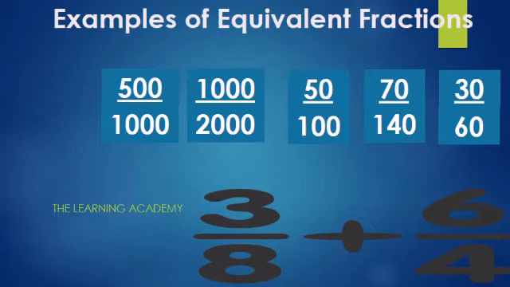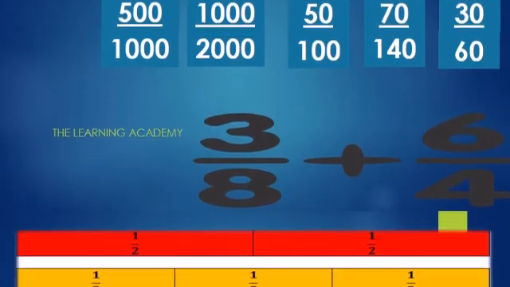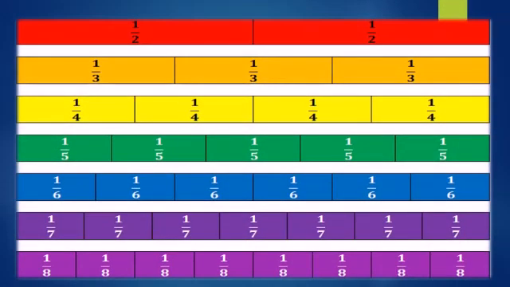So 500 over 1,000, that is an equivalent fraction. 50 over 100, that's an equivalent fraction. 1,000 over 2,000, that's an equivalent fraction. And I know you can come up with many others. So there you go, 30 over 60. That's another example. Let's look at the fraction chart again.